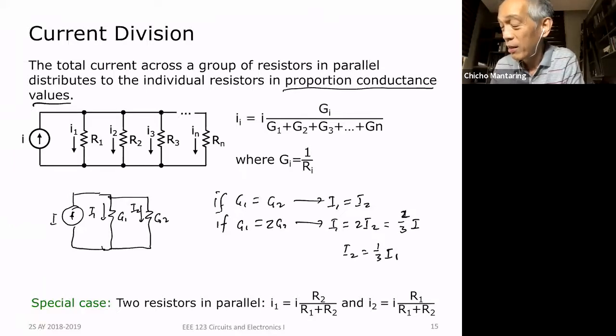So here, R1 and R2. Then I1, the current flowing through this resistor, will be equal to I multiplied by R2. No? R2 is the other resistance, divided by the sum. And I2 will be I multiplied by R1. R1 would be the other resistor, divided by the sum. So that's the case when you have two resistors in parallel.